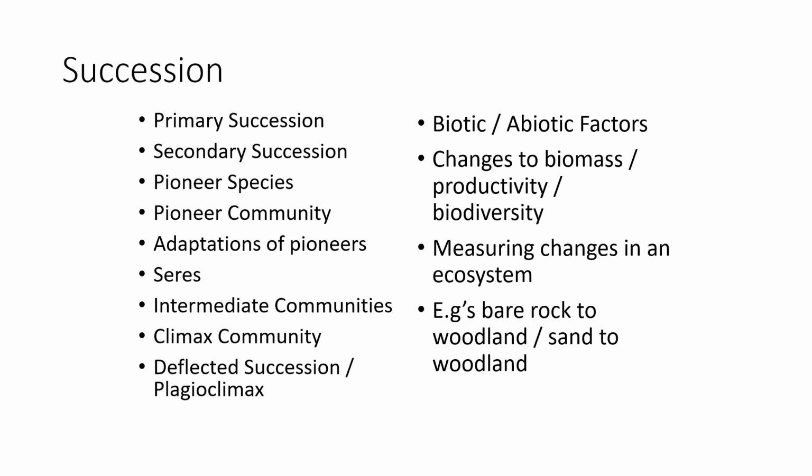Okay, and we've talked about some examples of succession. We've talked about examples of primary succession, for example, from bare rock to woodland or from sand to woodland. And we've also looked at an example of secondary succession from, say, for example, an abandoned field to woodland.